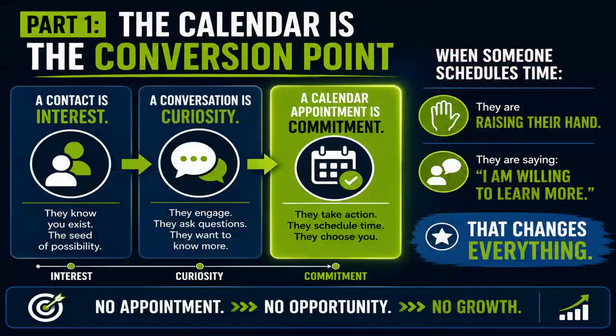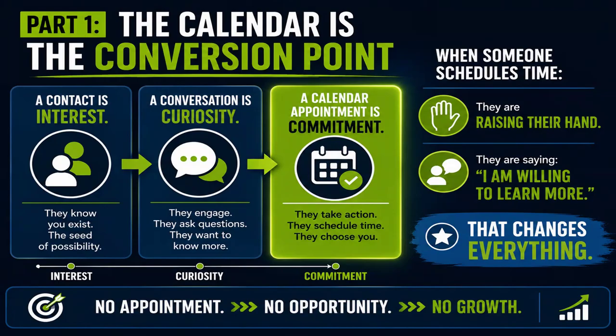When we look at calendar, the calendar is the conversion point. Remember, you're doing work on the front side to create contacts. The contact is interest, right? They know you exist. It's what we call the seed of possibility. Do all seeds grow? Of course not. But what we want to know is that if we plant enough seeds, we're going to get some type of a harvest, right? So the conversation creates the curiosity. They engage the right ones, right? They ask questions. They want to know more if you do the communication correctly.